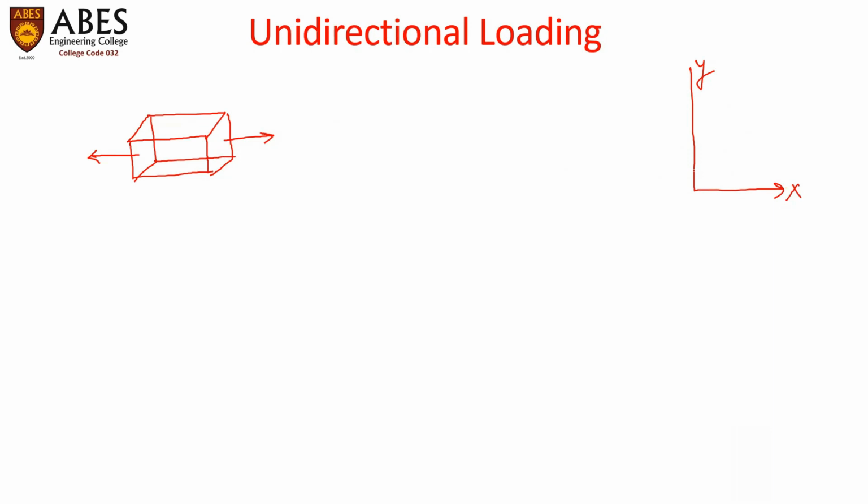To move further, it's better to fix the sign convention. Positive x stands for tensile stress, while negative x stands for compressive stress. The same applies to positive y and negative y. But as we are not talking about a bidirectional loading system, we can eliminate loading on the y-axis for now.